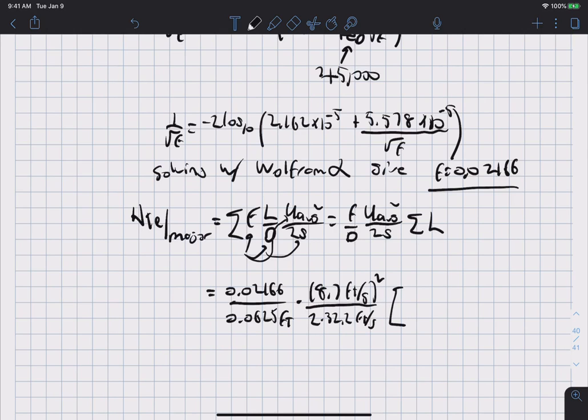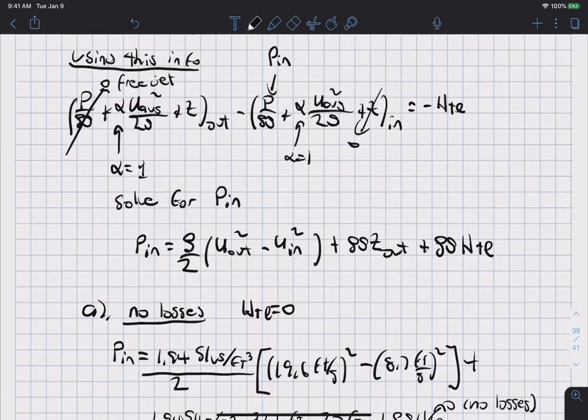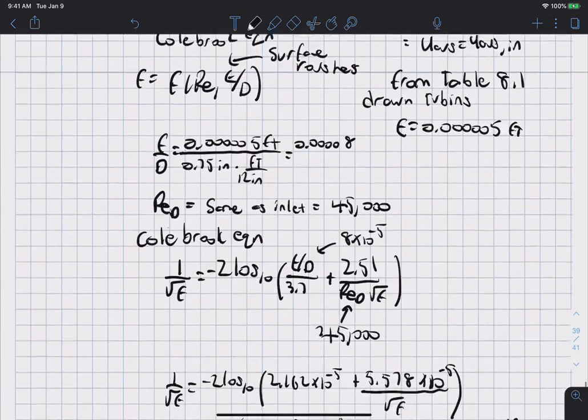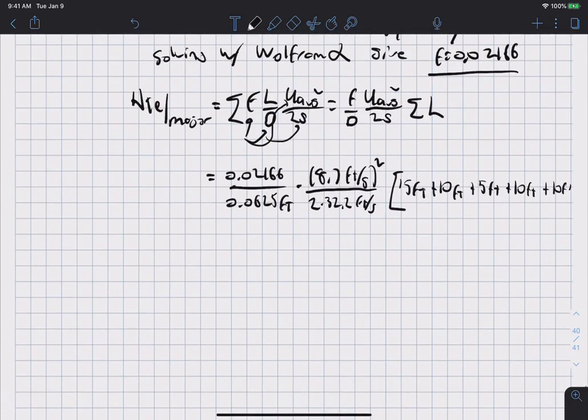all the lengths. And so we have 15 feet for the bottom section, a rise of 10 feet, then we go over 5 feet, then we go up 10 feet, then we go over 10 feet again. And I go over 10 feet for the last time. And so this whole thing is 60 feet.